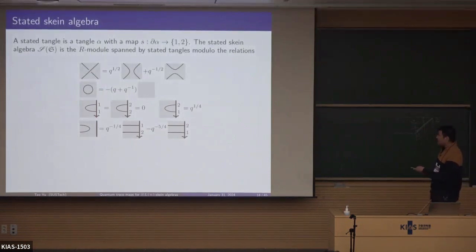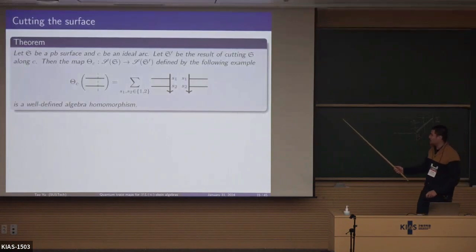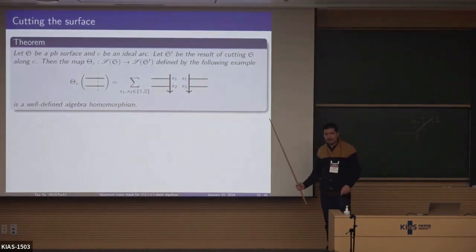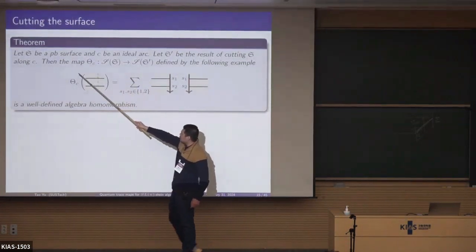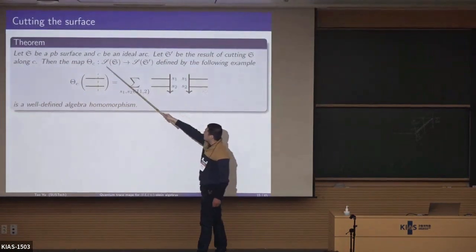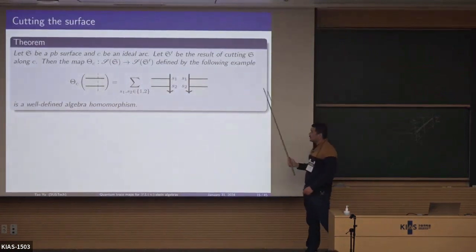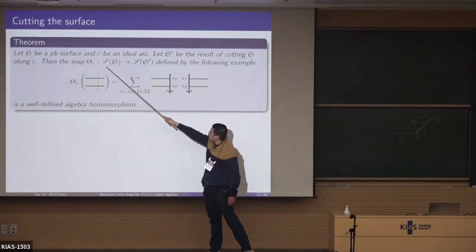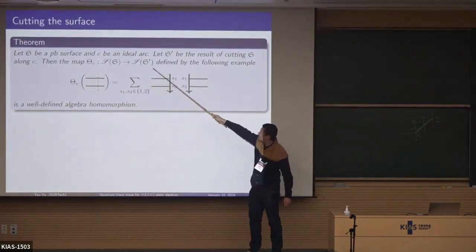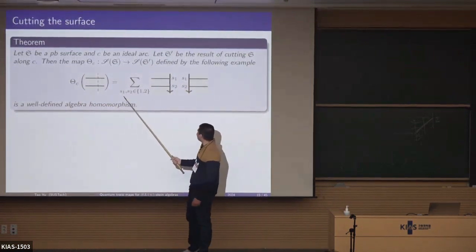Okay, so these are the relations. And here's the whole point of doing this whole construction. We want to be able to cut the surface open and obtain an algebra map like this. So we start with a surface and let C be an ideal arc. Let S prime be the result of cutting the surface along this arc that you choose. Then we have this algebra map from the original static skein algebra to this cut open skein algebra defined by this example. Well, it's pretty much what you expect.